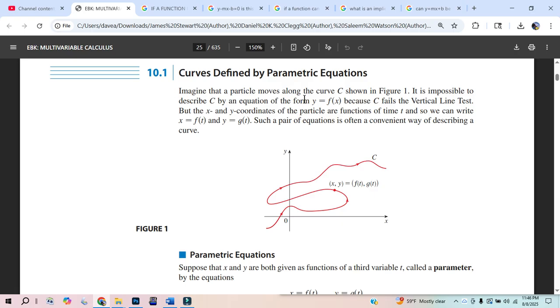So imagine that a particle moves along this curve C as shown in figure 1. Always go to the figure, take a look at it. It is impossible to describe C by an equation of the form y is equal to f of x. Do I like the way they even wrote that? y is equal to some function of x. So y and f of x are the same thing, which is interesting. But this is a complete statement.